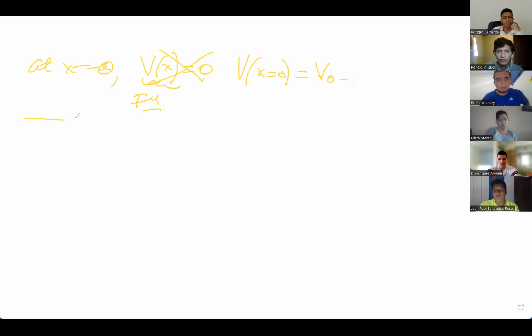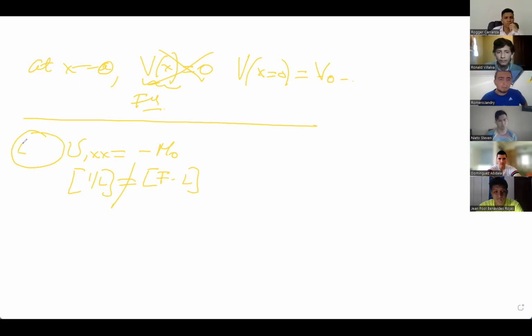Another thing: you forget about the EI. For example, you said v comma xx equal to minus M0. This has units of force times length. This has units of 1 over length. They can't be equal. We said this in class. So you're missing here the EI sub c.